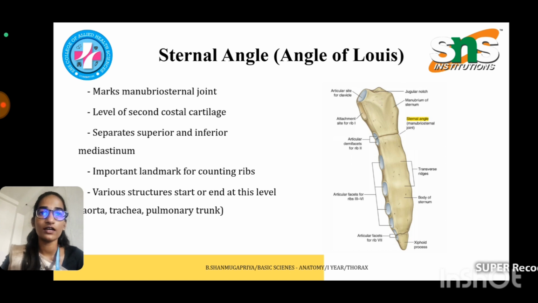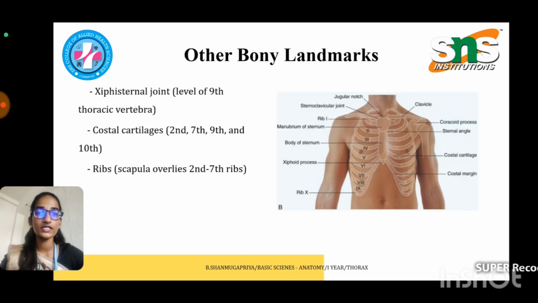The thoracic duct crosses from the right to the left side at the level of fifth thoracic vertebra and reaches the left side at the level of sternal angle. It marks the upper limit of the base of the heart, and the cardiac plexuses are situated at the same level. So next we are going to see about other bony landmarks present in the thorax.